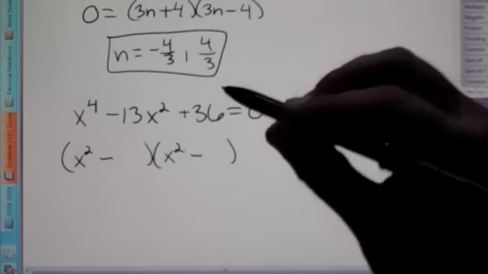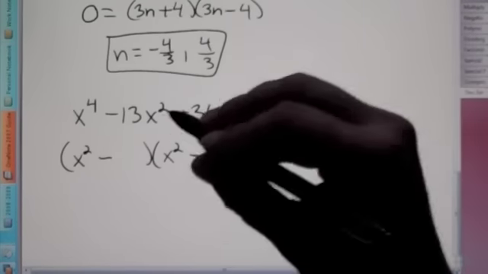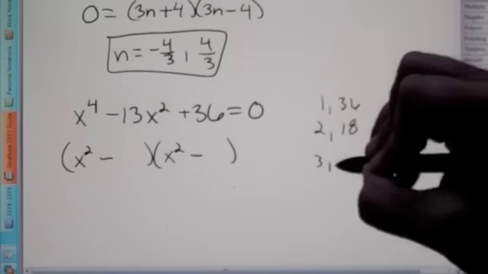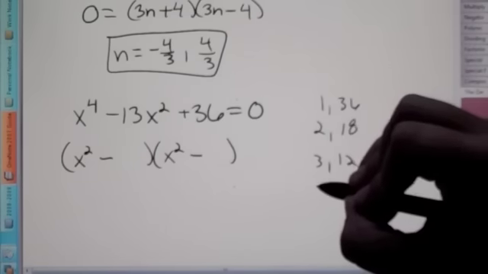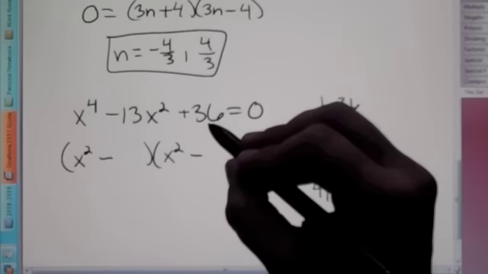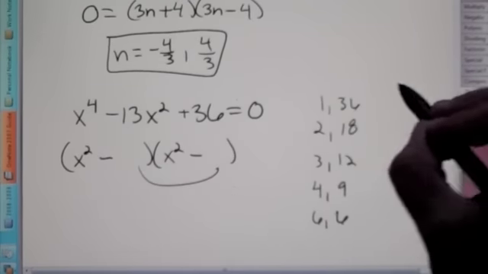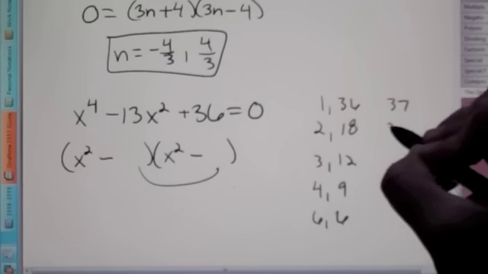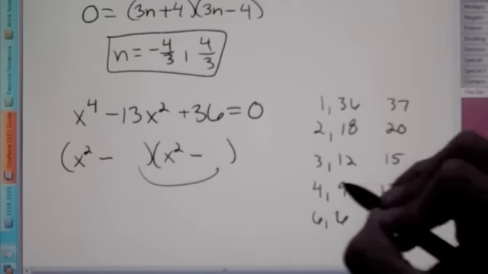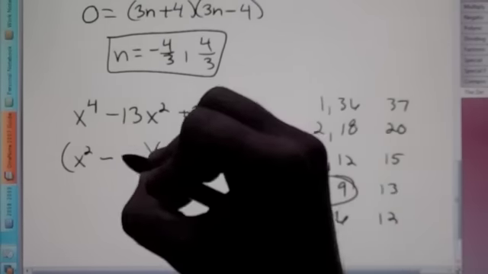Okay, so now we need to figure what two factors of 36 add up to 13. So we have 1 and 36, 2 and 18, 3 and 12, 4 and 9, 6 and 6. These are all the factors that multiply to equal 36. But we need to find the ones that add up to 13. Well, this adds up to 37. This adds up to 20. This adds up to 15. This adds up to 13. And this is 12. So those are the ones you want, 4 and 9. Because again, it adds up to 13.